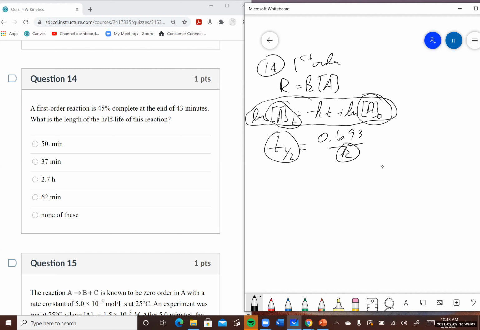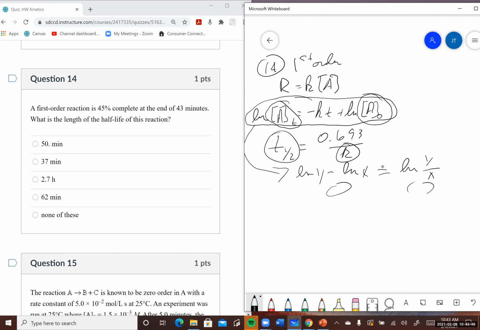Now it says 45% complete. Now I know I can use the law of logs to rearrange that integrated rate law. Remember, for example, the ln of y minus the ln of x equals ln of y over x. That's another one of those law of logs. And if you don't believe me, just pick a number for y and x and calculate its value, and then calculate the value on this side again using the same y and x, and you'll see that they're equal.